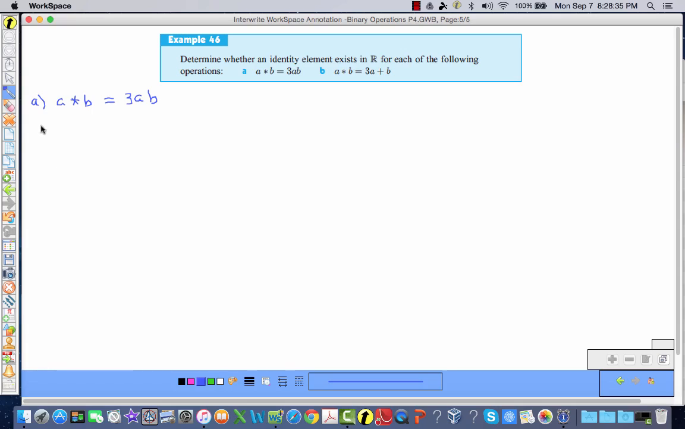Okay, so let's suppose that B is an identity element. In other words, there's some value of b, like for addition, remember, it's 0, and for multiplication, it's 1. There's some value b that is an identity element, which they refer to as E, for the binary operator star.